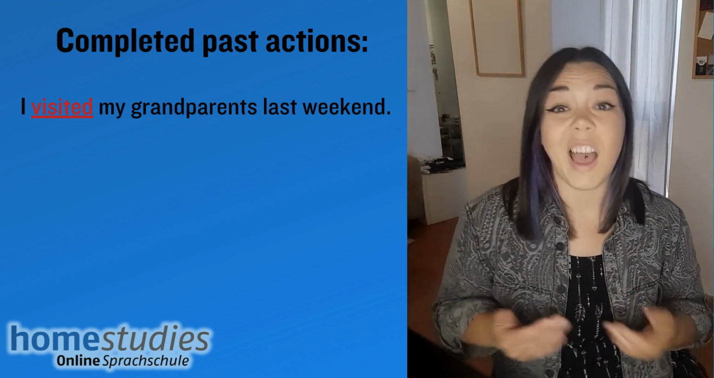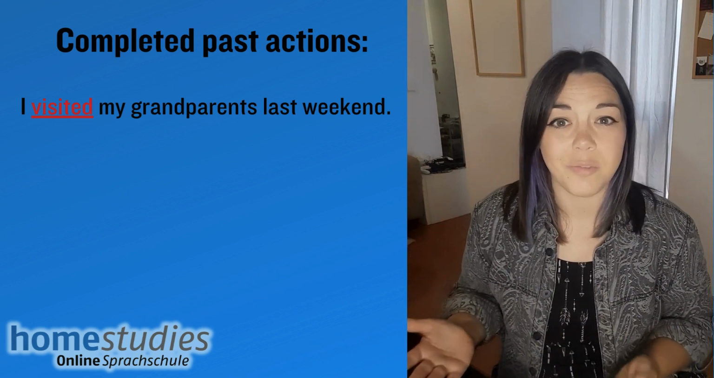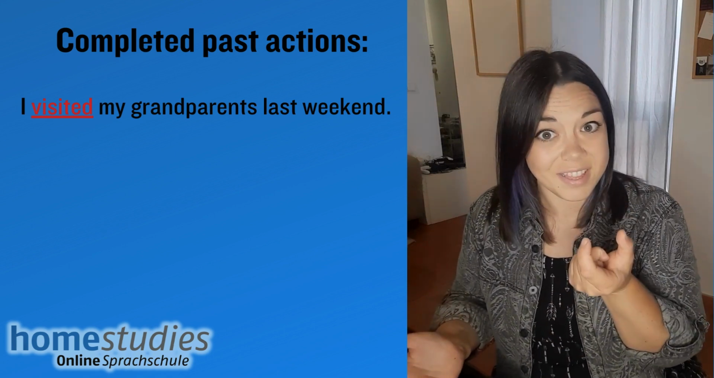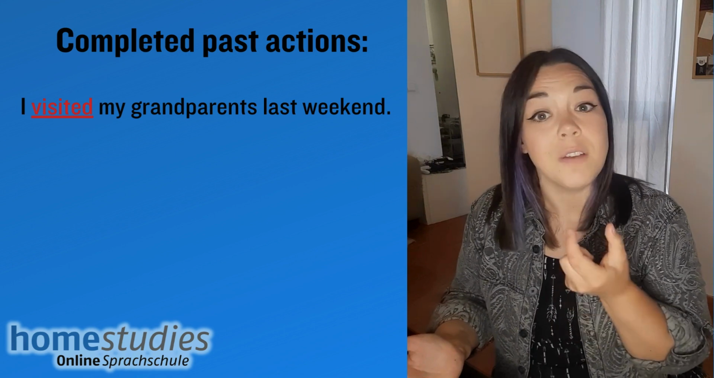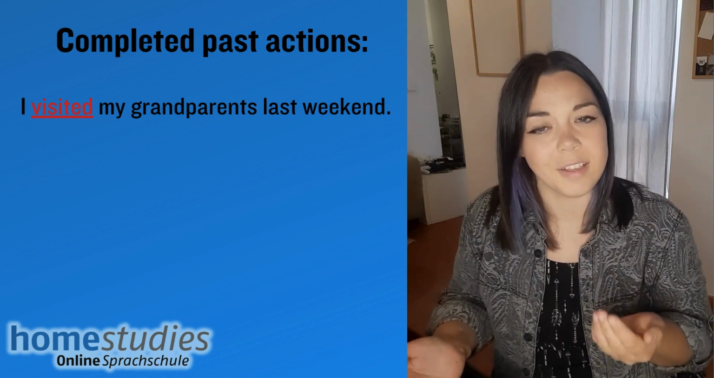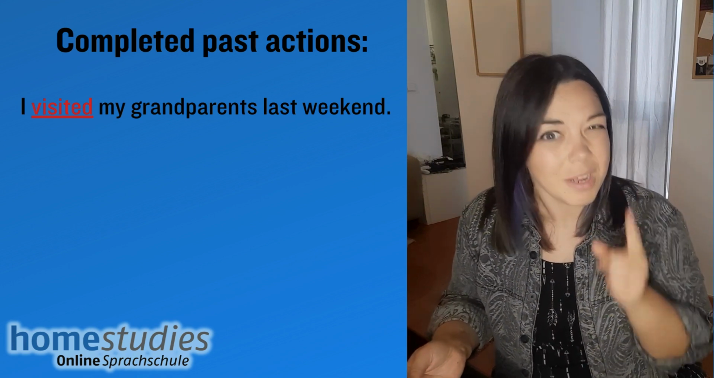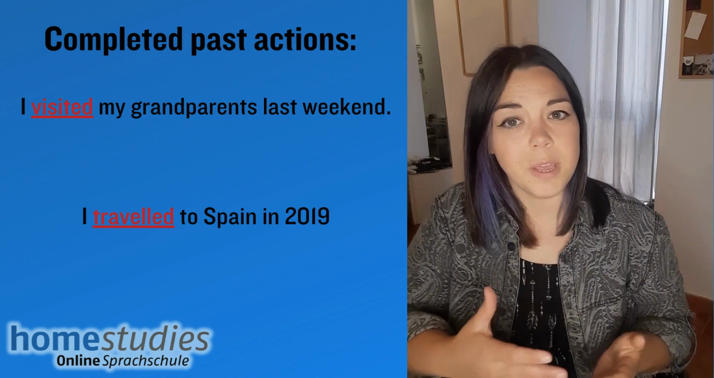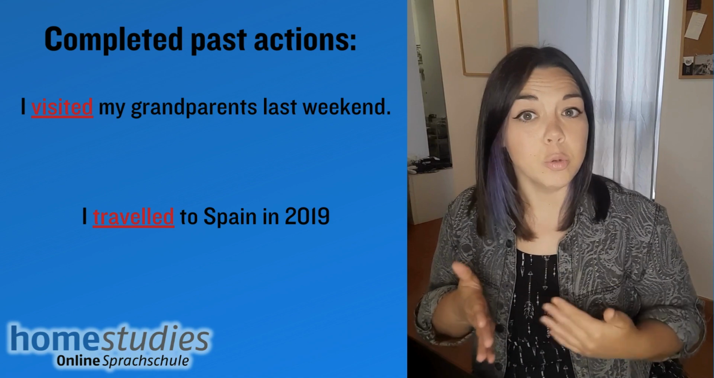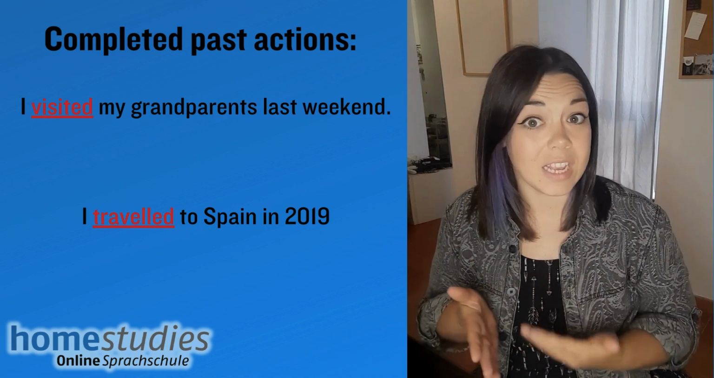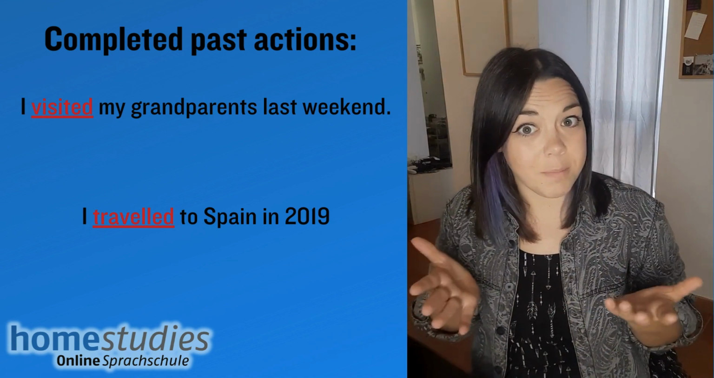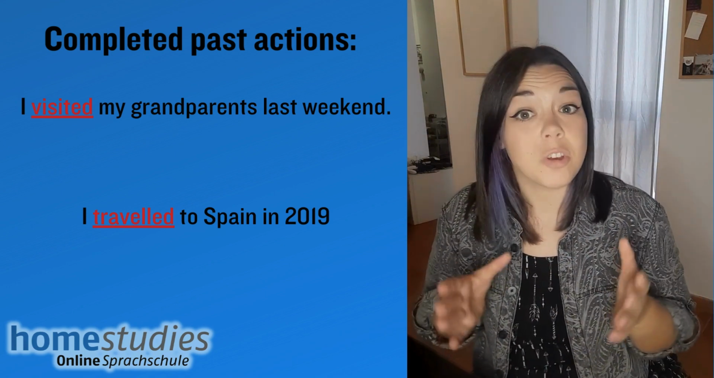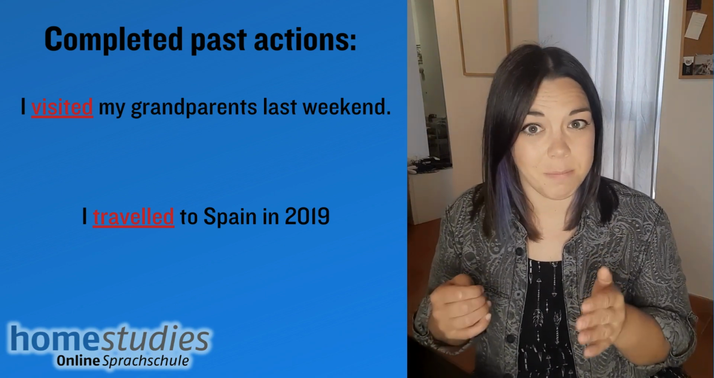For example, I visited my grandparents last weekend. Here we can see the verb visit in the past tense, visited. Okay, this is an example of a regular verb. We'll come to the irregular ones later. Another example could be, I traveled to Spain in 2019. In this example, we know that the action of traveling, the trip, was completed within that time period.